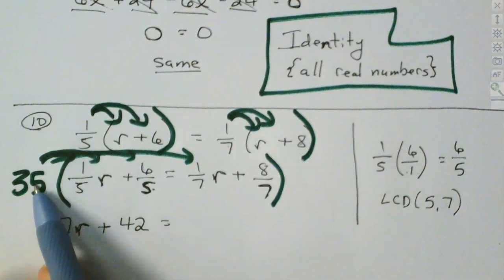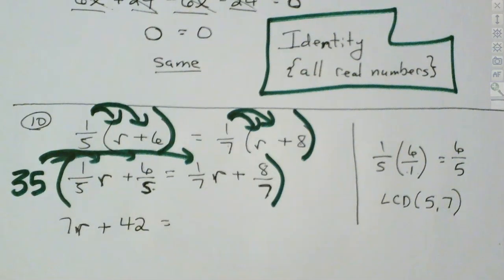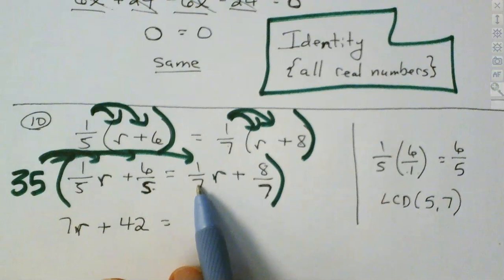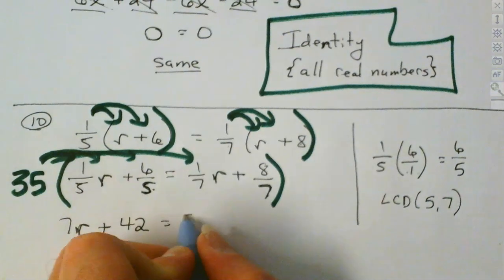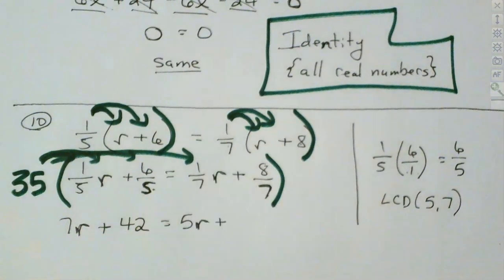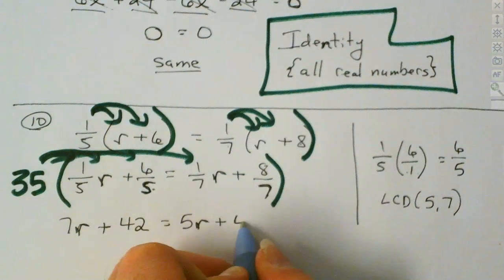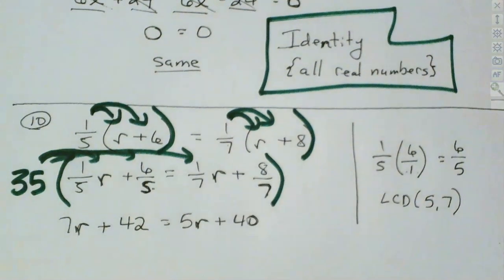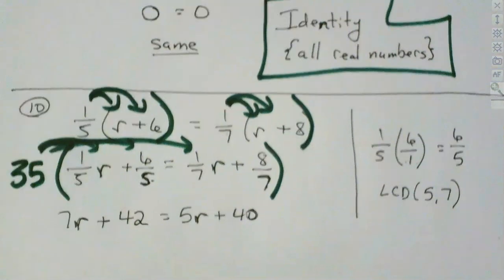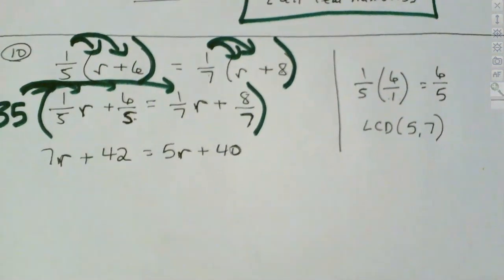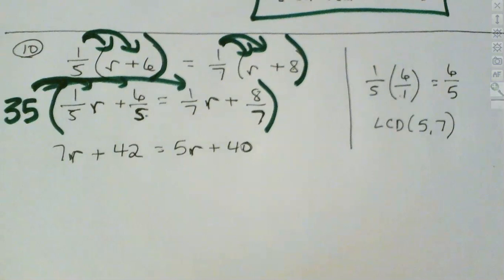Next, 35 divided by 7. 35 divided by 7 is a 5, times the 1, that makes it a 5r. 35 divided by 7, that's a 5. Now, 5 times the 8 on the top leaves you with a 40. Divide by the number below, multiply by the number on the top. Okay, now fractions are gone, parentheses are gone, everything's been combined together. So let's move them around.